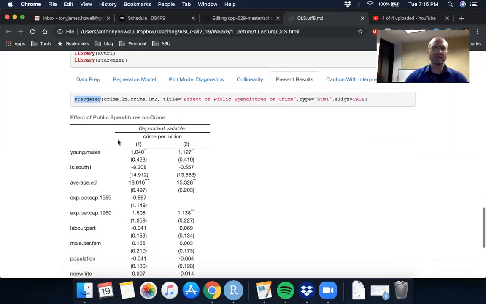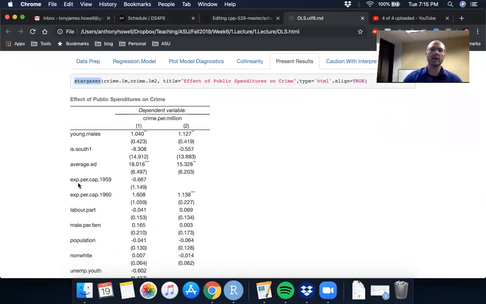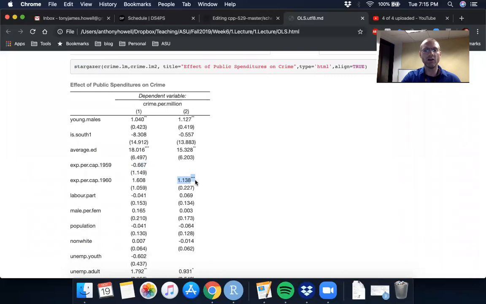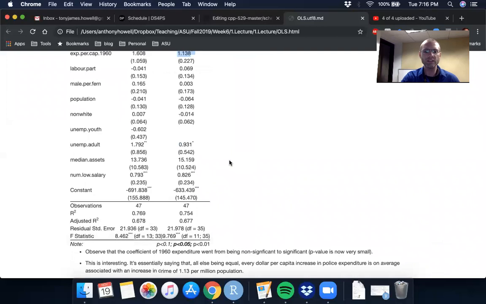For instance, if we have our public expenditure 1959, 1960 in Model 1, we can see there's a negative and a positive coefficient. Both are statistically insignificant, but we know these variables are highly collinear, a multicollinearity issue. So we can remove this variable from Model 2, and now we see that the effect of our expenditure per capita in 1960 is positive and statistically significant, which is what we would expect.